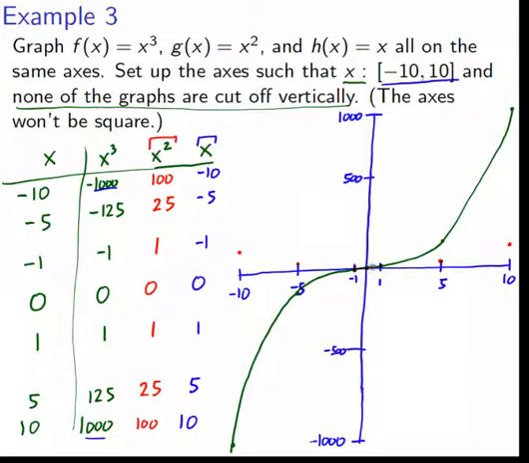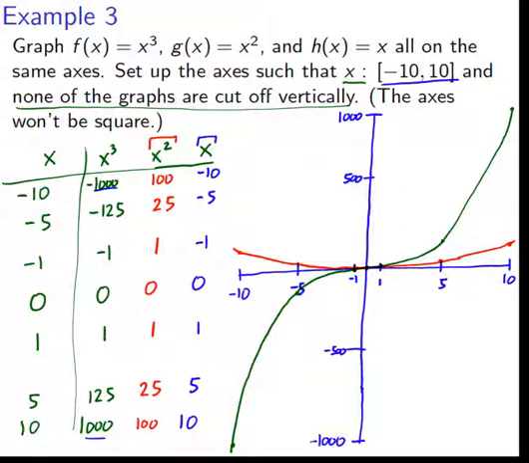So the parabola, when we look at it this far out, it's growing fast. It manages to get to 100 by the time it's gotten to 10, but it's still tiny. It looks so stout, right? It looks so short compared to x cubed.